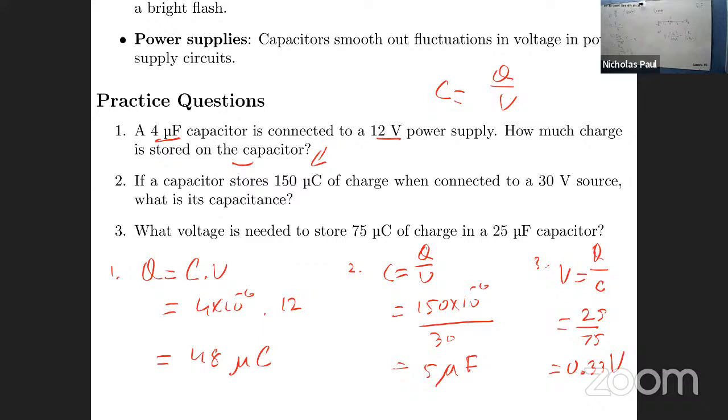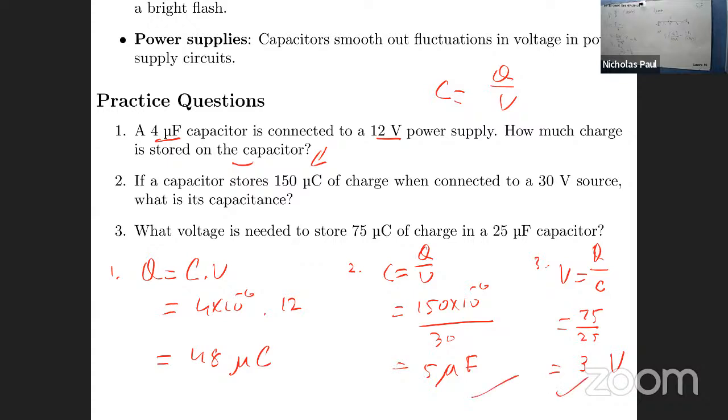What did I write? Back to front. Q is 75. Oh yeah, sorry about that. V is 75 over 25. I didn't write the micro in mine because it cancels off, right? So the answer is 3. Okay? Are you okay with that? Isham, did you work it out? How much did you get?